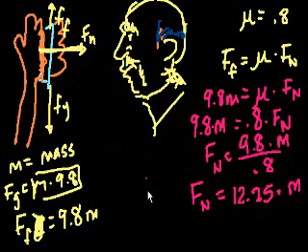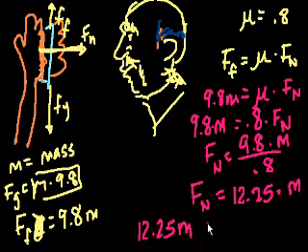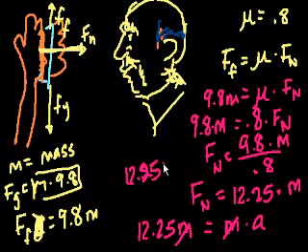So how fast am I accelerating the pie? Well, force is equal to mass times acceleration. 12.25 m, that's the force, is equal to the mass times the acceleration of the pie. It's the same pie that we're dealing with the whole time, so it's still m, and you can take m out from both sides of the equation. So the acceleration that I have to apply to the pie is 12.25 meters per second squared.